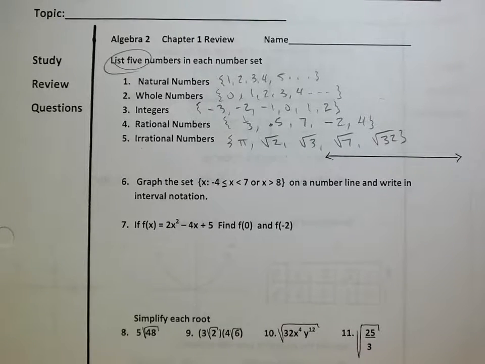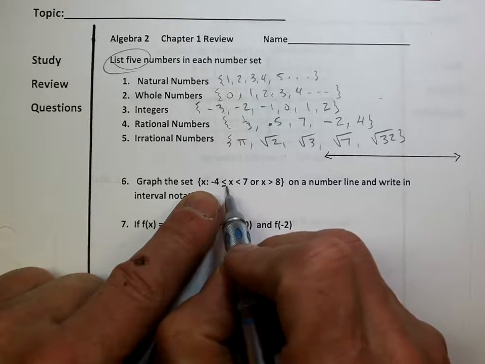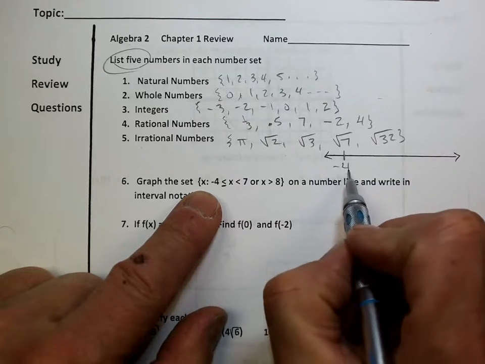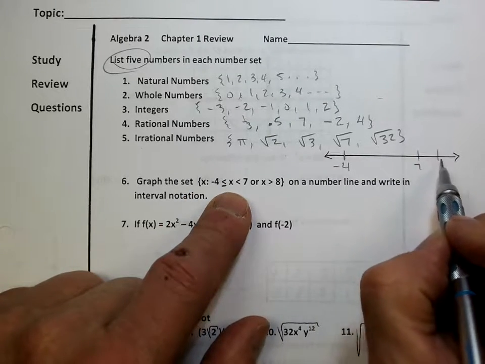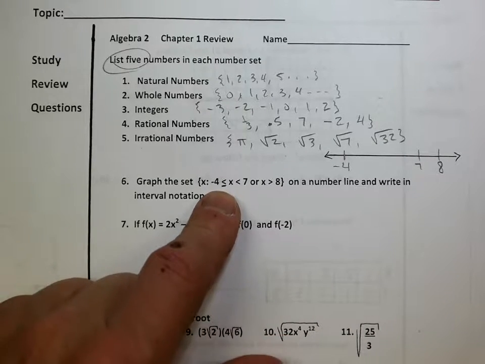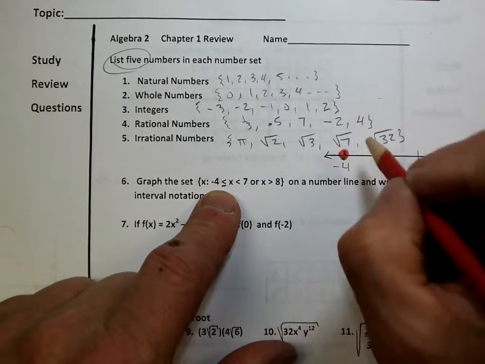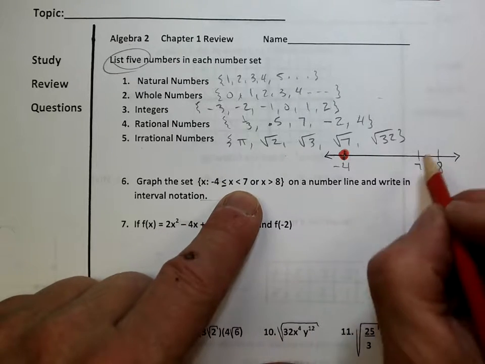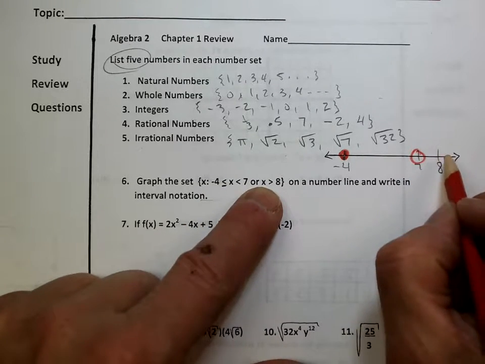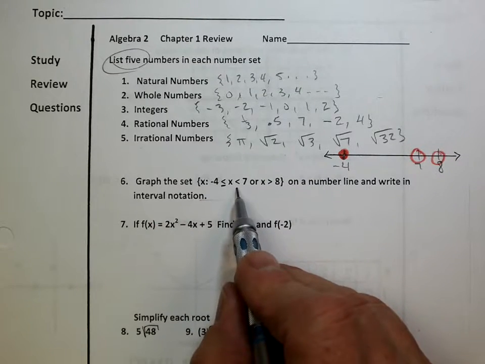Okay, so we're going to graph this set. Now, this little symbol has an equal sign. So I'm going to put negative 4, 7, and 8. I could put 0 in there, but I don't need to. I just really need to list the numbers that are in the set. So I'm going to put a solid dot at negative 4 because it's equal to it. Solid dot. Open circle at 7. Open circle at 8. It does not have a little equal sign on 7. Does not include 7. Does not include 8.